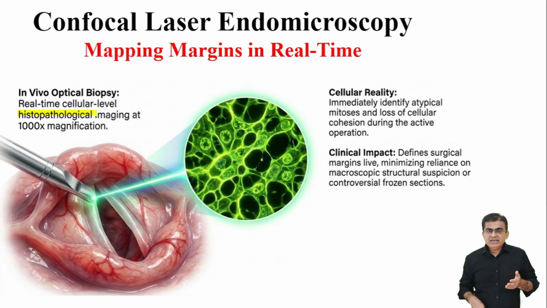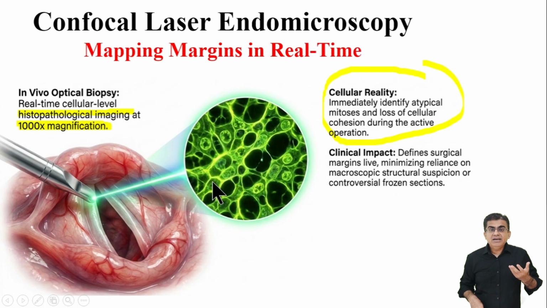Now look at the bright green circle in the middle of your screen. This is the exact cellular reality we see during the active operation. We can immediately see hidden cancer cells, atypical mitosis, and a dangerous loss of cellular cohesion. We can clearly see these abnormalities even in tissue that looks completely normal and healthy to our naked eyes.